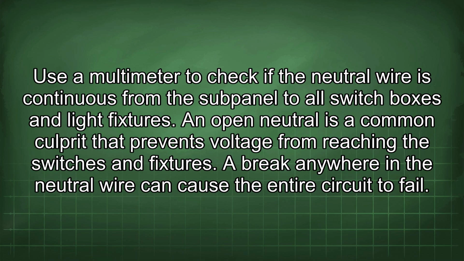Use a multimeter to check if the neutral wire is continuous from the subpanel to all switch boxes and light fixtures. An open neutral is a common culprit that prevents voltage from reaching the switches and fixtures. A break anywhere in the neutral wire can cause the entire circuit to fail.